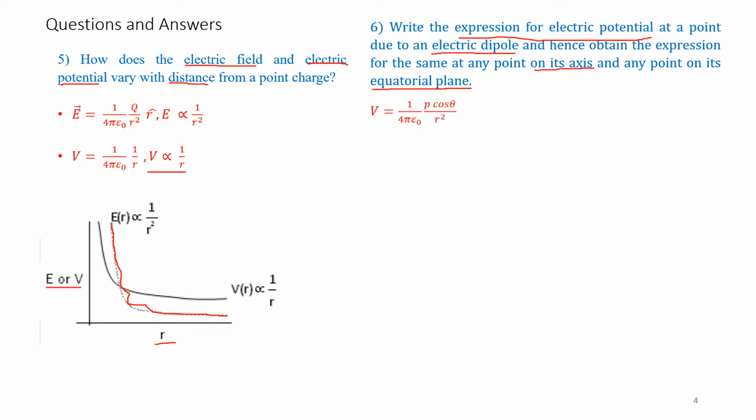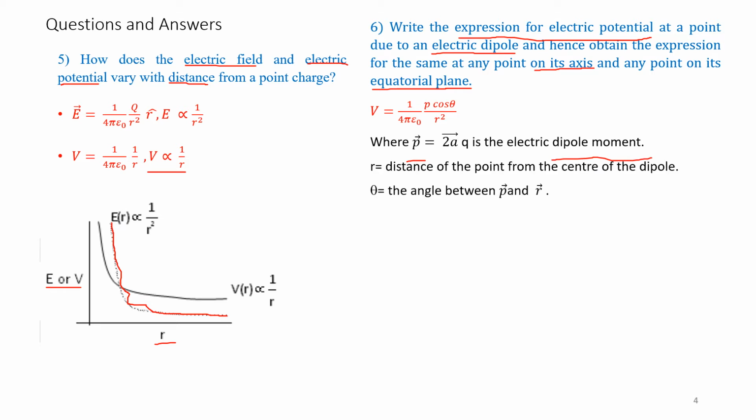Let us do it. So V equals 1 over 4 pi epsilon naught P cos theta over R square is the equation for potential, where vector P is equal to 2aq, the dipole moment. R is the distance of the point from the center of the dipole, and theta is the angle between P and R. This is the general equation.